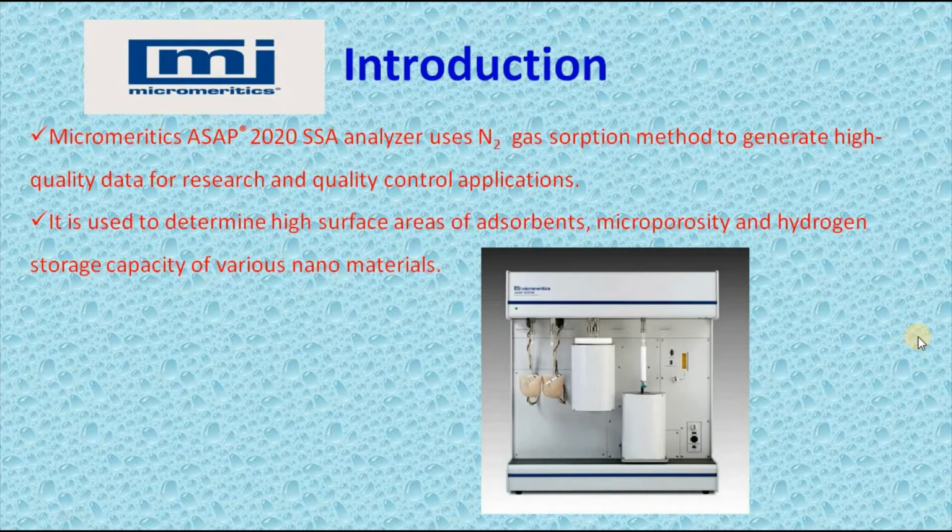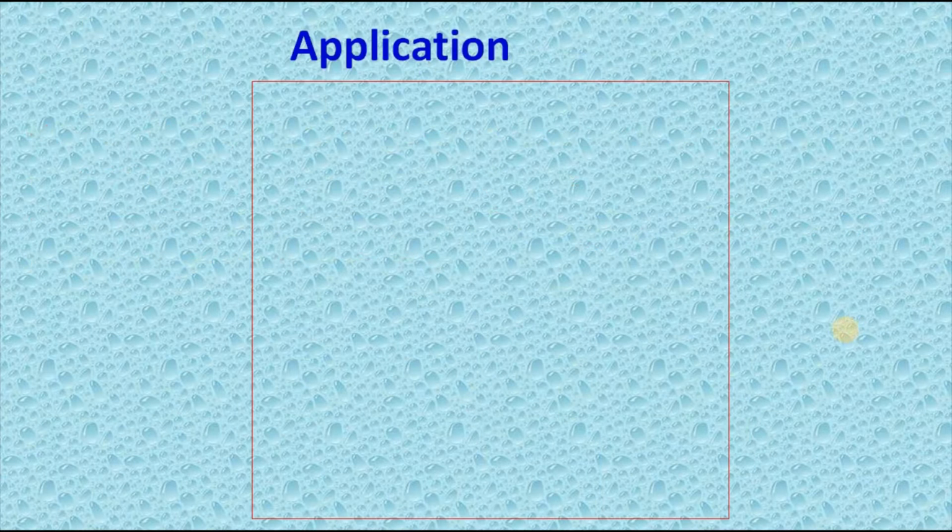The Micromeritics ASAP 2020 SSA analyzer uses the nitrogen gas adsorption method to generate high quality data for research and quality control applications. It can determine the specific surface area of any materials. And here is the picture of the Micromeritics instrument. It has numerous applications.